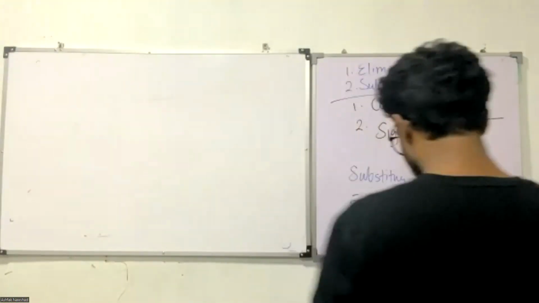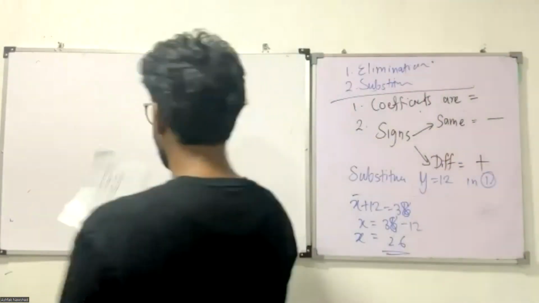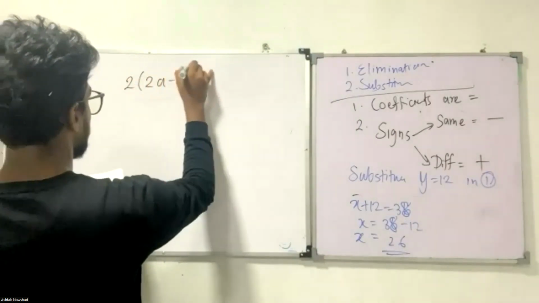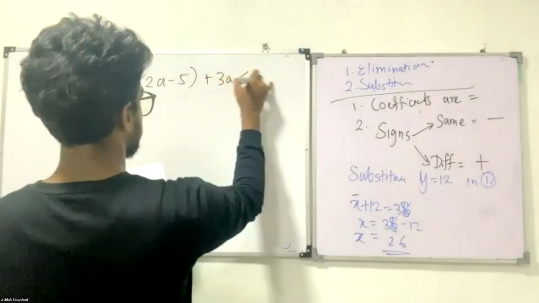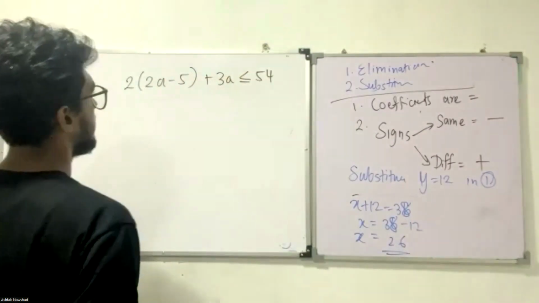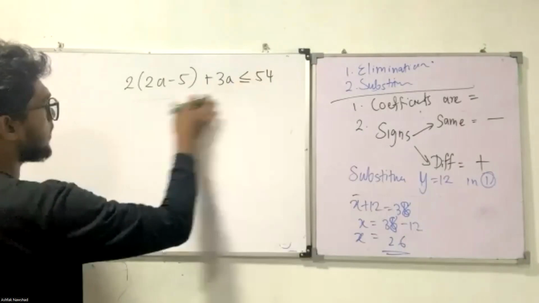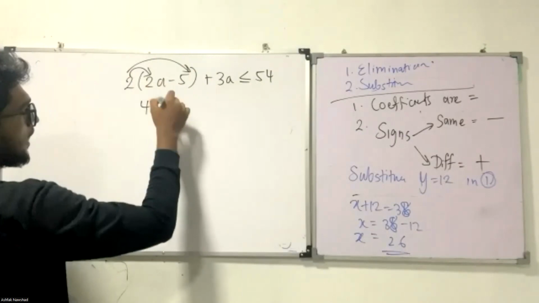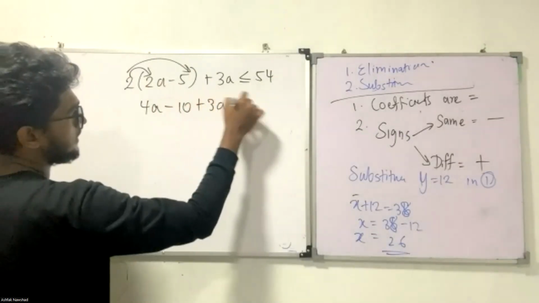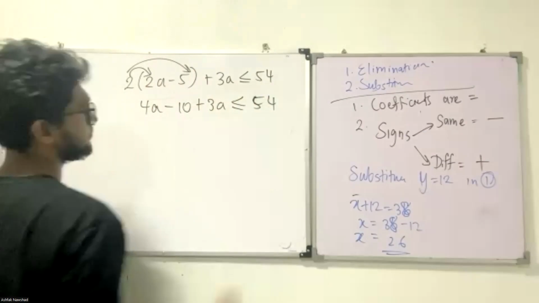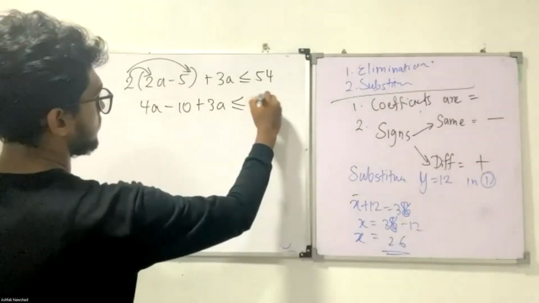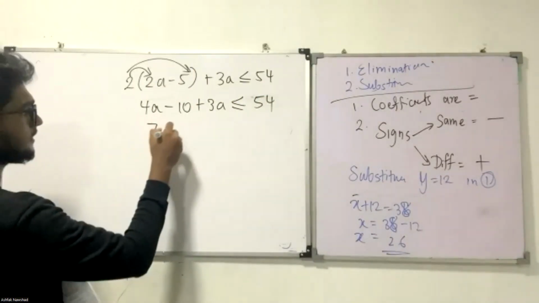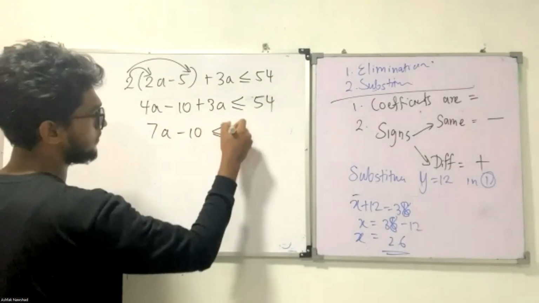They say if the number of sixes hit by the losing team is A, and A is given by this inequality: 2A minus 5 plus 3A is less than or equal to 54. I'm going to expand this, the same way we do equations. Let's expand to get distributed. 4A minus 10 plus 3A is less than or equal to 54. Right? So 4A plus 3A is 7A minus 10 is less than or equal to 54.